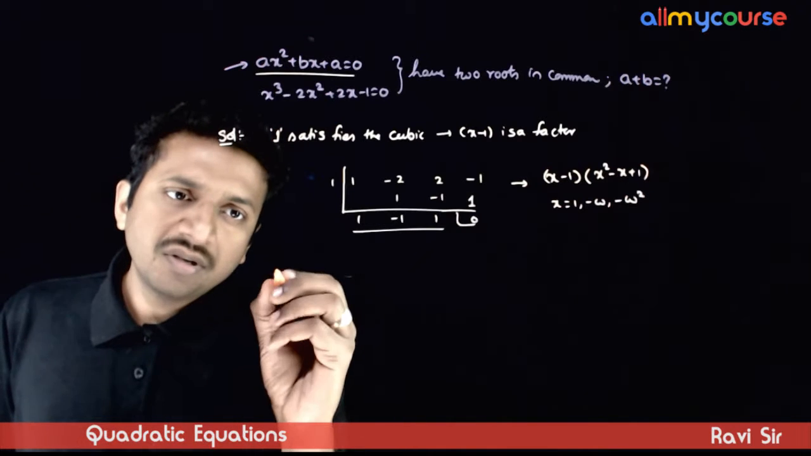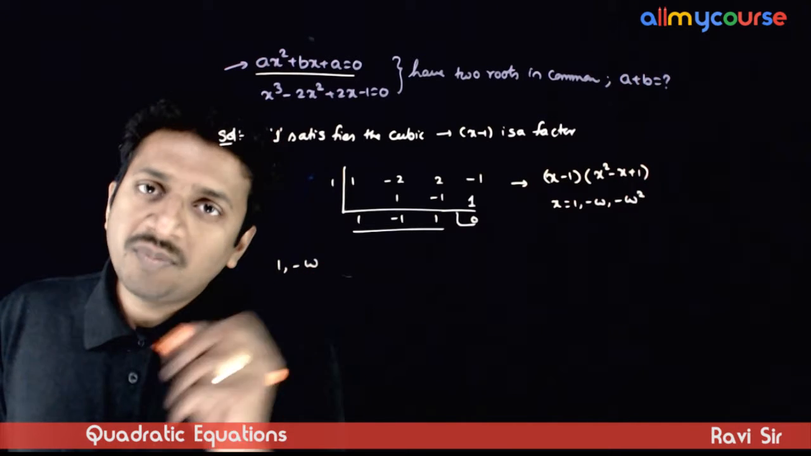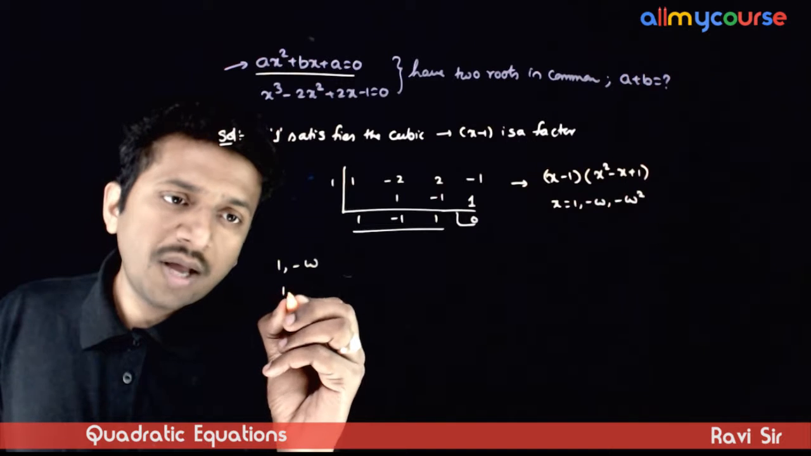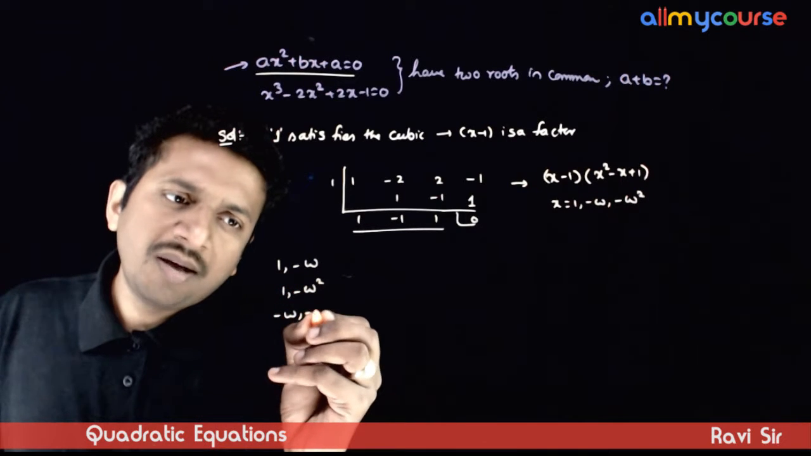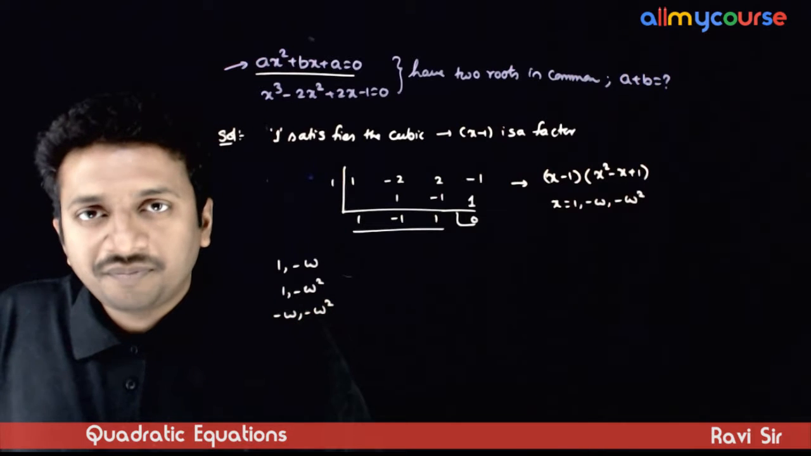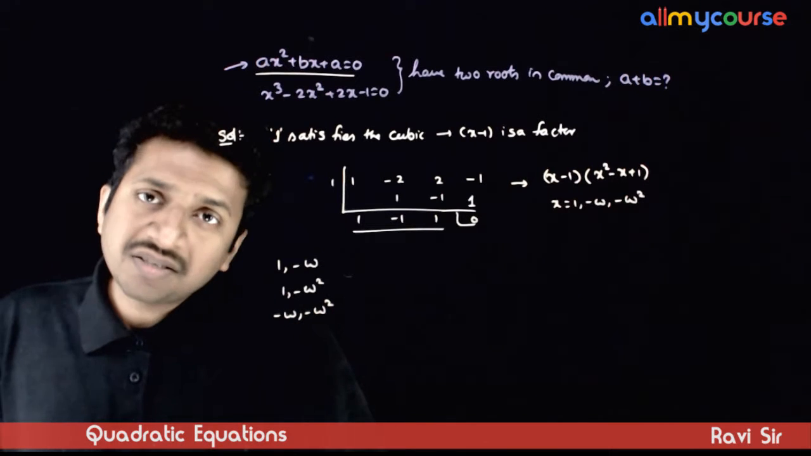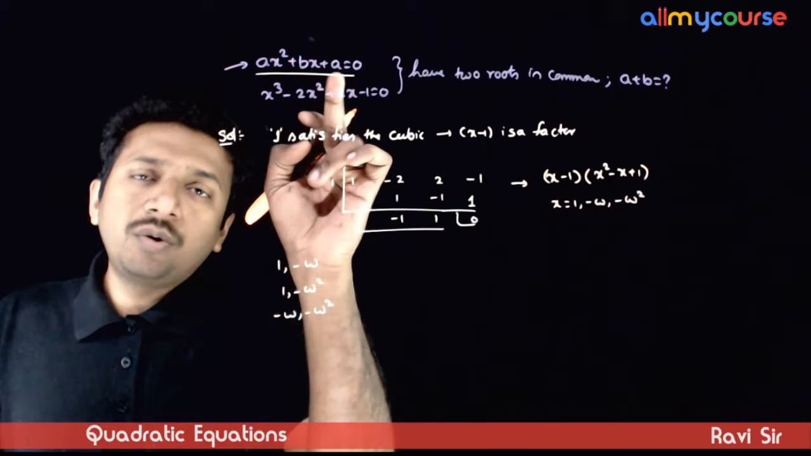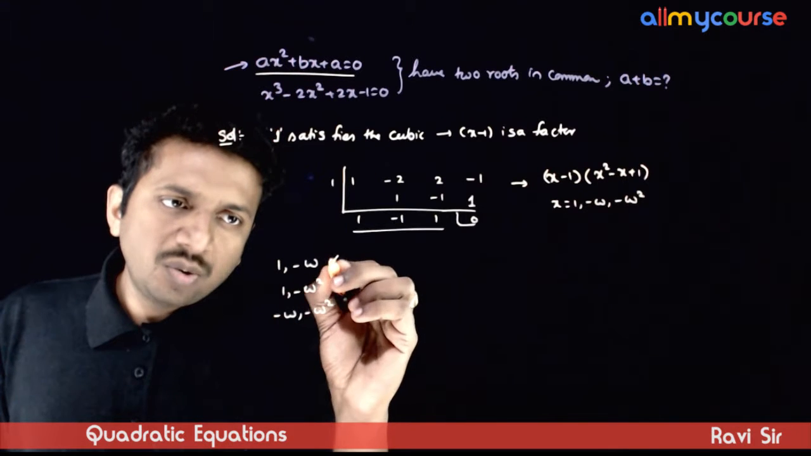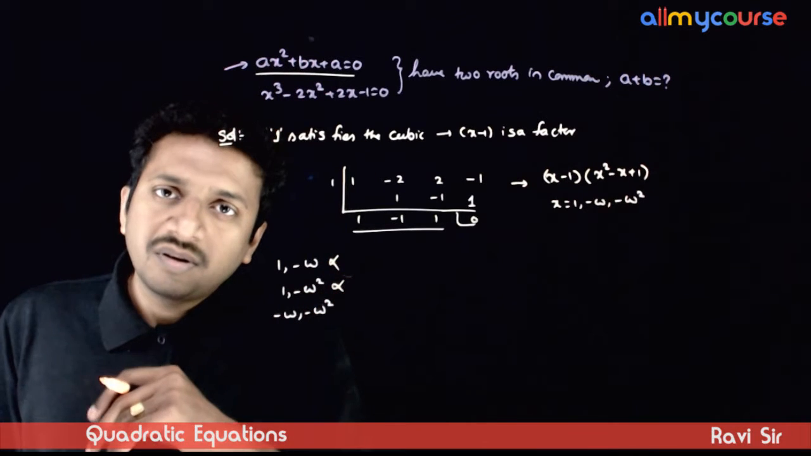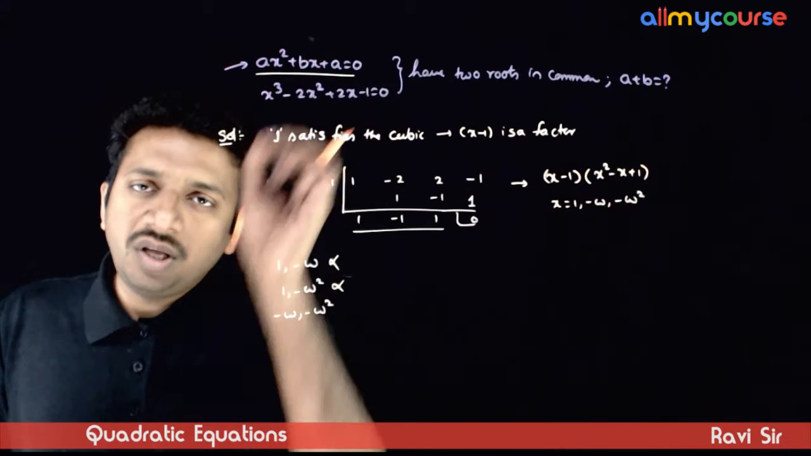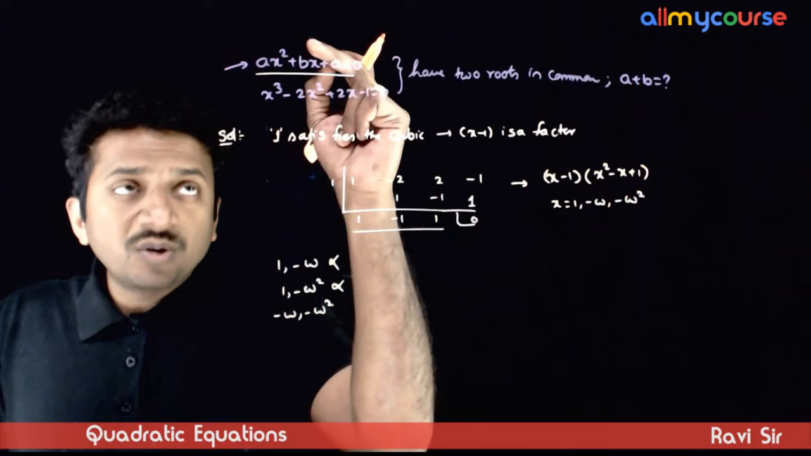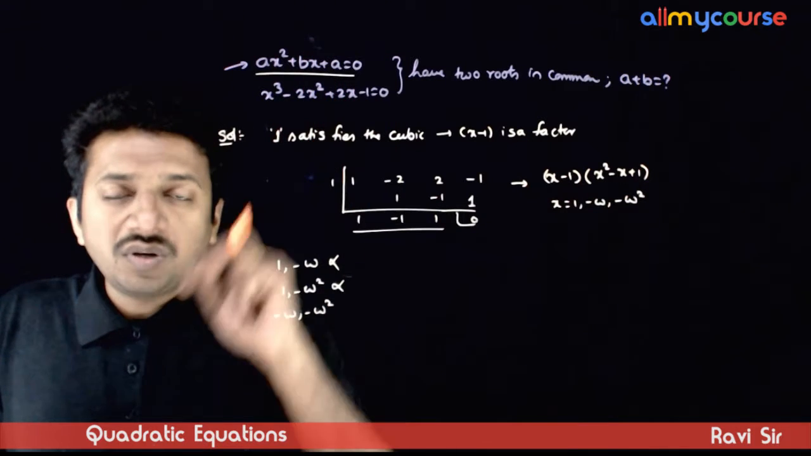You have three options. 1 and −ω can be common. 1 and −ω² can be common. Or −ω and −ω² can be common. In this, if we assume that the coefficients are real, these two cases cannot happen. Because if 1 and −ω are the common roots of these two equations, 1 and −ω have to be the roots of this equation.